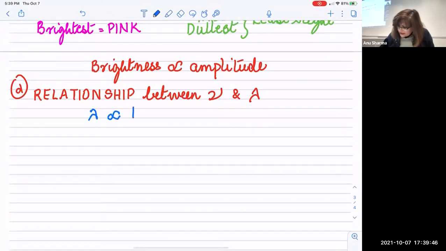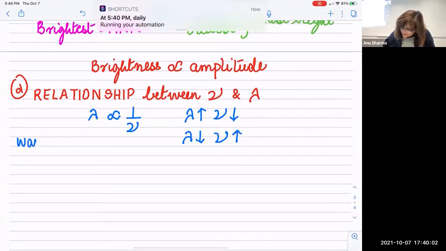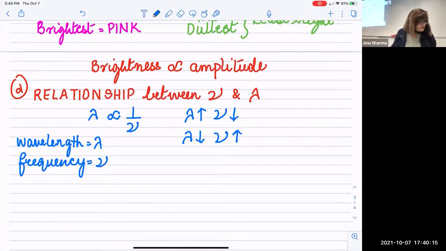So we see that the wavelength is inversely proportional to frequency. When the wavelength goes higher, the frequency goes down. And when the wavelength goes down, the frequency goes up. So wavelength is lambda, and frequency is nu. So it is an inverse relationship.